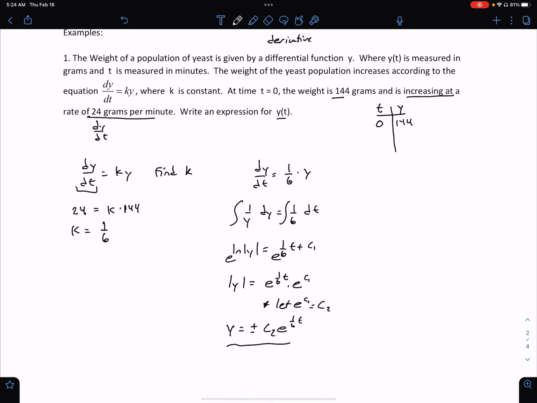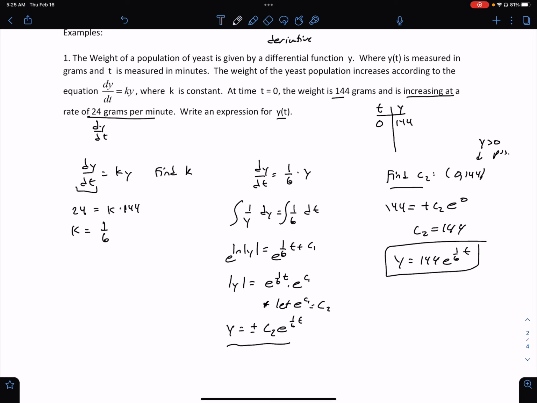So once I'm here, I can now solve for C2. Giving me the initial condition, which we said is right here, we have 0 and 144, but don't forget this is telling us that y is greater than 0, so we want the positive. So when we set this up, we would have 144 equals the positive C2 e to the 0, so C2 is just 144. So my equation, y would be 144 e to the 1/6 t. There's our equation.